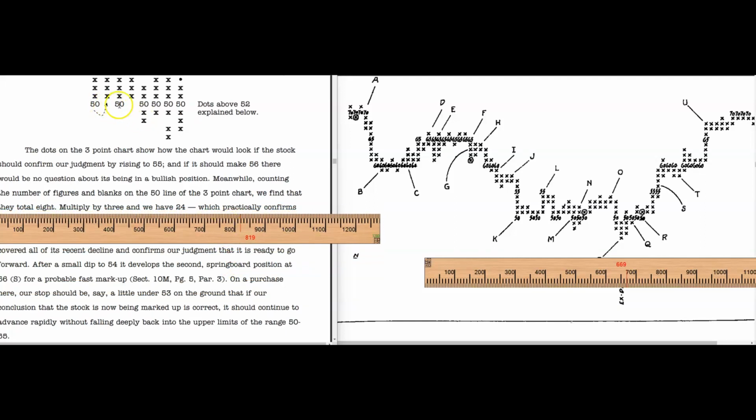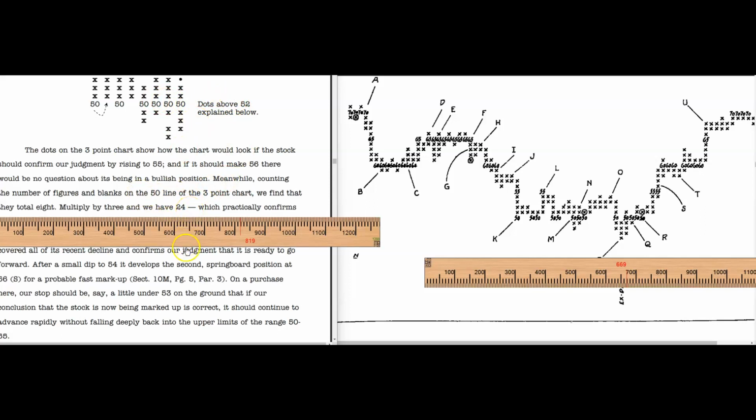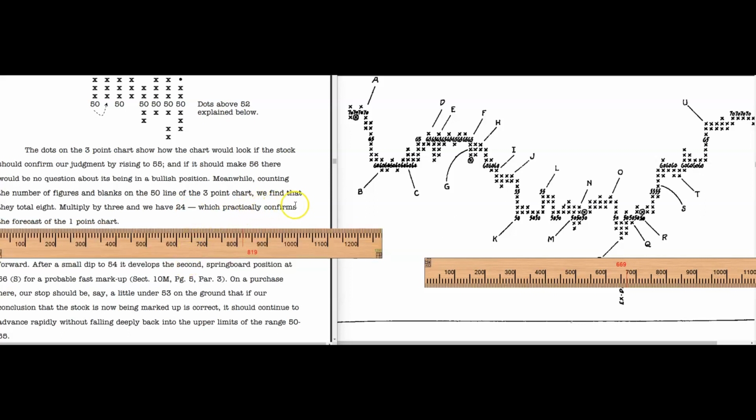All he's saying is, look, 1, 2, 3, 4, 5, 6, 7, 8. From 50, you're projecting to 58. Why? Because there's a count of 8. So add 8 to 50 and you get 58. However, the distinction here is that this is not a 1 point chart. So you would have to multiply that by 3. So 8 times 3, because it's a 3 point chart, is 24. And therefore you would add 24 to 50 and get the count of 74. And now the 3 point chart is confirming the 1 point chart. This is how the charts confirm one another.